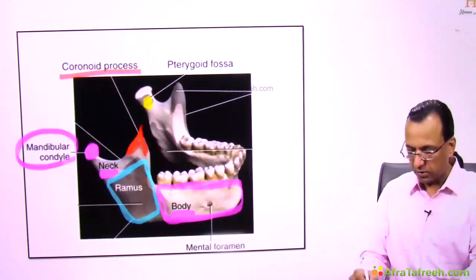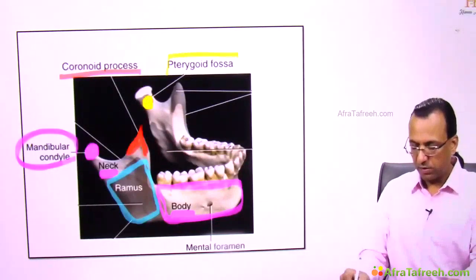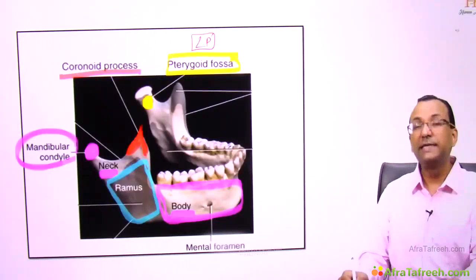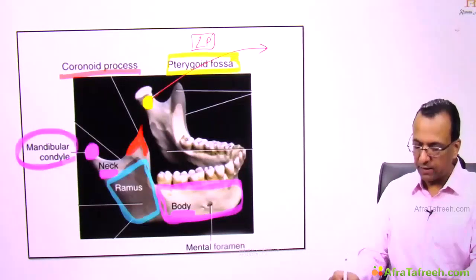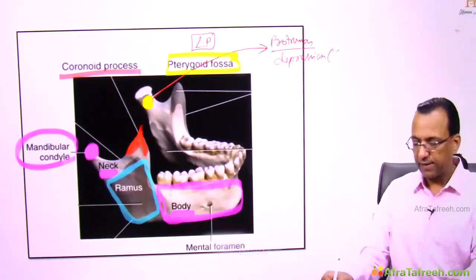For the insertion of the lateral pterygoid muscle. So the lateral pterygoid muscle will insert here and pull the neck anterior for protrusion. Yes. The lateral pterygoid will pull the mandible anterior for protrusion. But not only protrusion, it can do depression also, though depression is basically gravity.